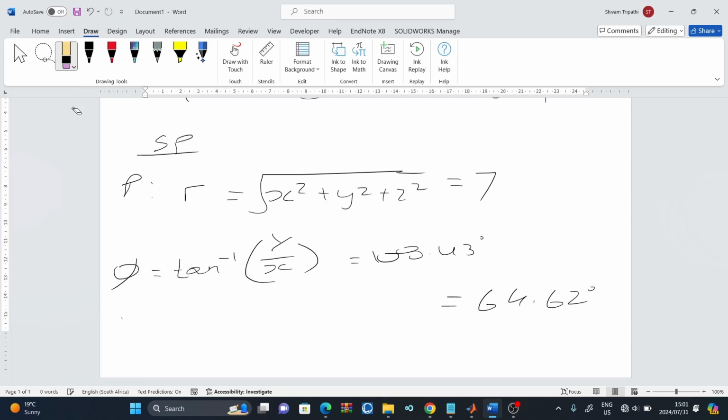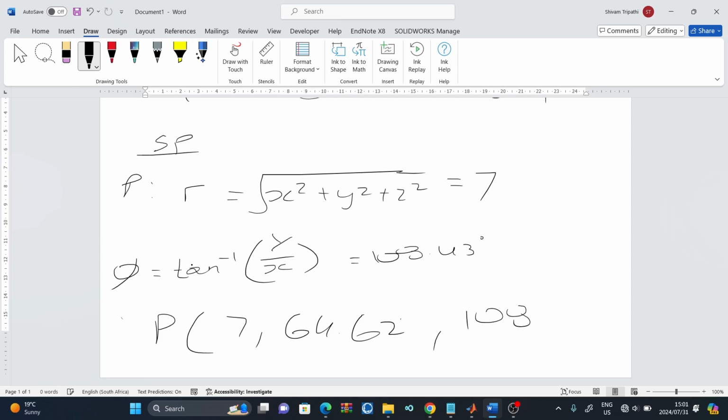Therefore, the spherical coordinates of P will be r equals 7, then our theta here, which was 64.62, and then our angle phi. So that's our spherical coordinates for P.